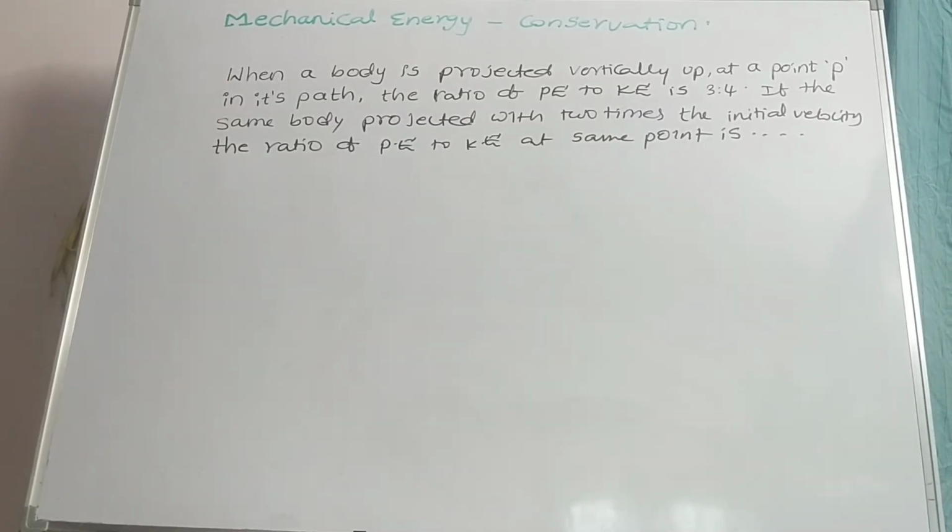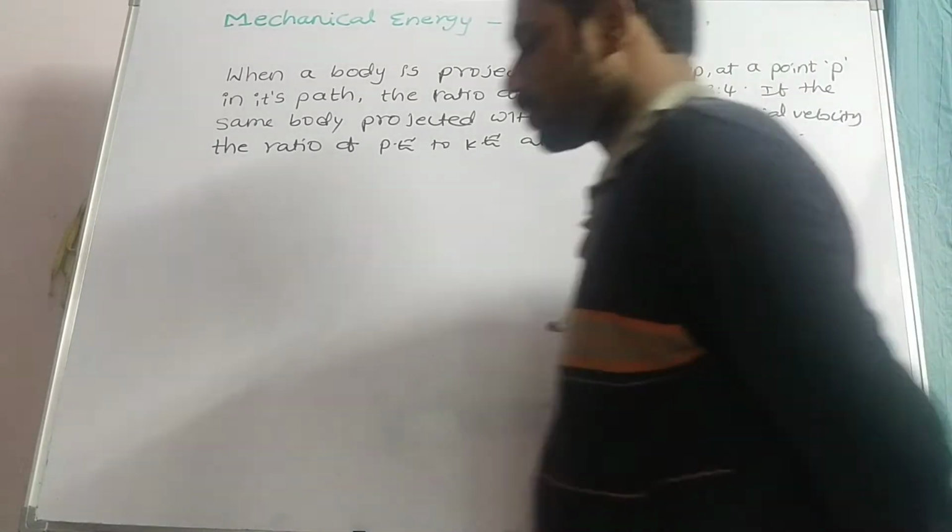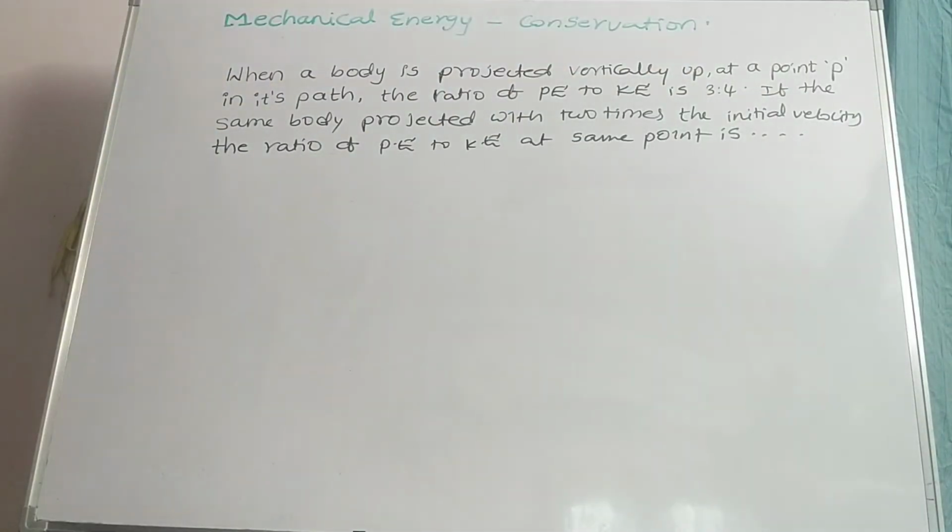Now, when a body is projected vertically up, at a point P in its path, the ratio of potential energy to kinetic energy is 3:4. If the same body is projected with 2 times the initial velocity, what is the ratio of potential energy to kinetic energy at the same point?